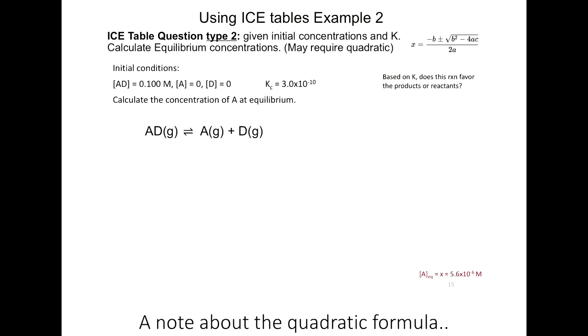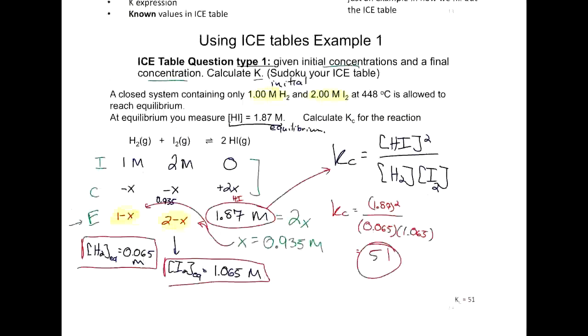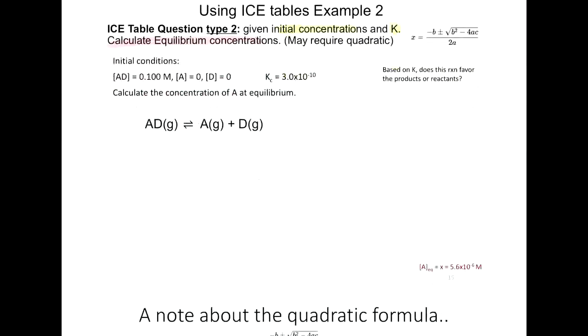This one's different. This one, I give you initial concentrations, but I give you K, and I want you to solve for equilibrium concentrations. It's like a different set of knowns, and the way we calculate it sometimes uses the quadratic, unfortunately. My Sudoku method never needs the quadratic formula. If I give you initial and equilibrium concentrations, you have enough information to calculate K without the quadratic. But sometimes this one does. So I'll show you what I mean.